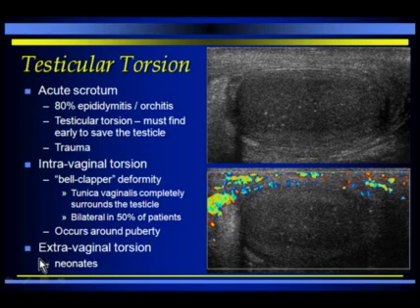That's the intravaginal torsion, which is the standard type of torsion normally seen. If it's going to happen, it's often seen in the early teens, and that would be a common complaint for a young teenager coming in with testicular pain. Extravaginal torsion is another type of torsion which tends to occur in neonates.